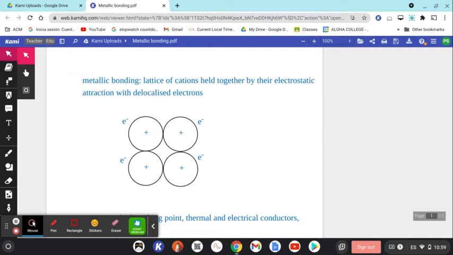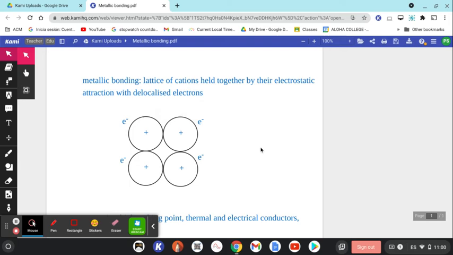We see a lattice, which means an ordered arrangement of ions, positive ions, with a charge of +1 in this case, and we see some electrons around those ions. Now, those electrons do not have a fixed position, that's why they're called delocalized. They can move through the structure. What holds the structure together is the electrostatic attraction between the positive charge, which is the protons in the nucleus, and the electrons that flow freely through the structure.